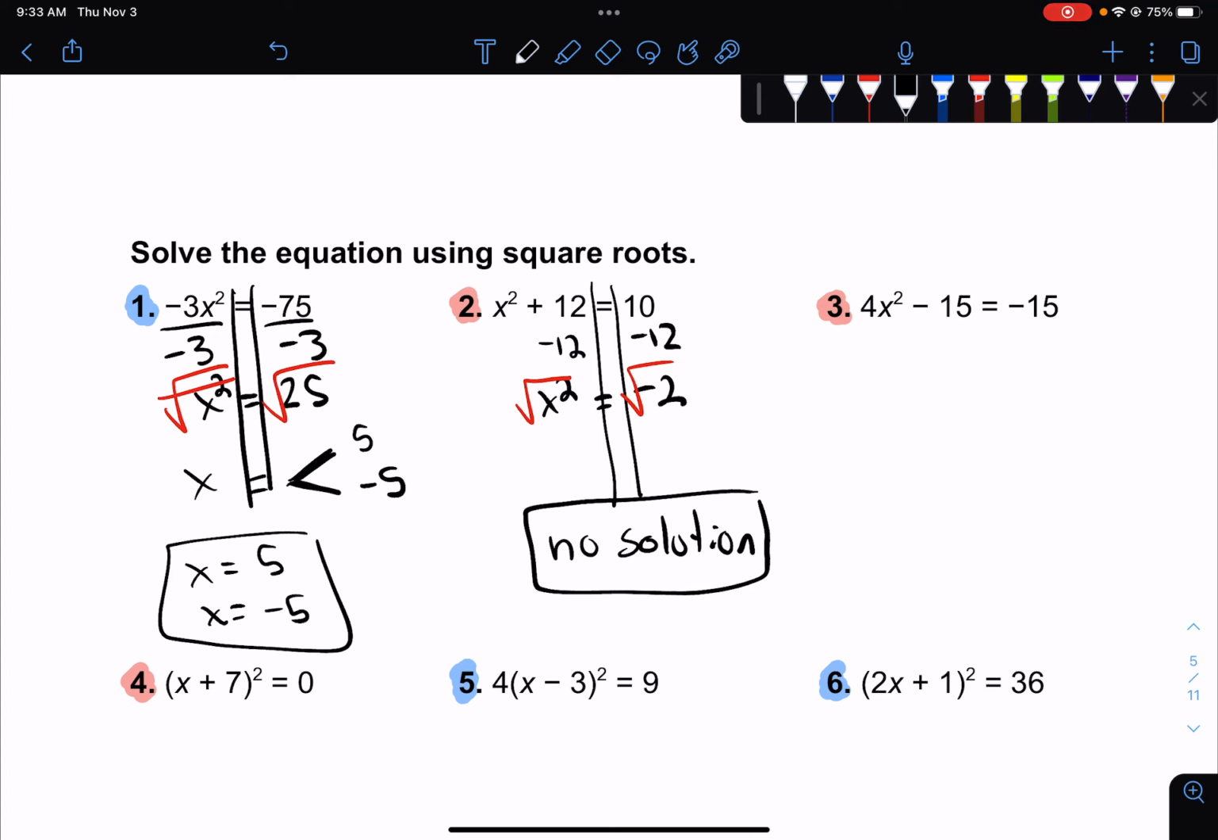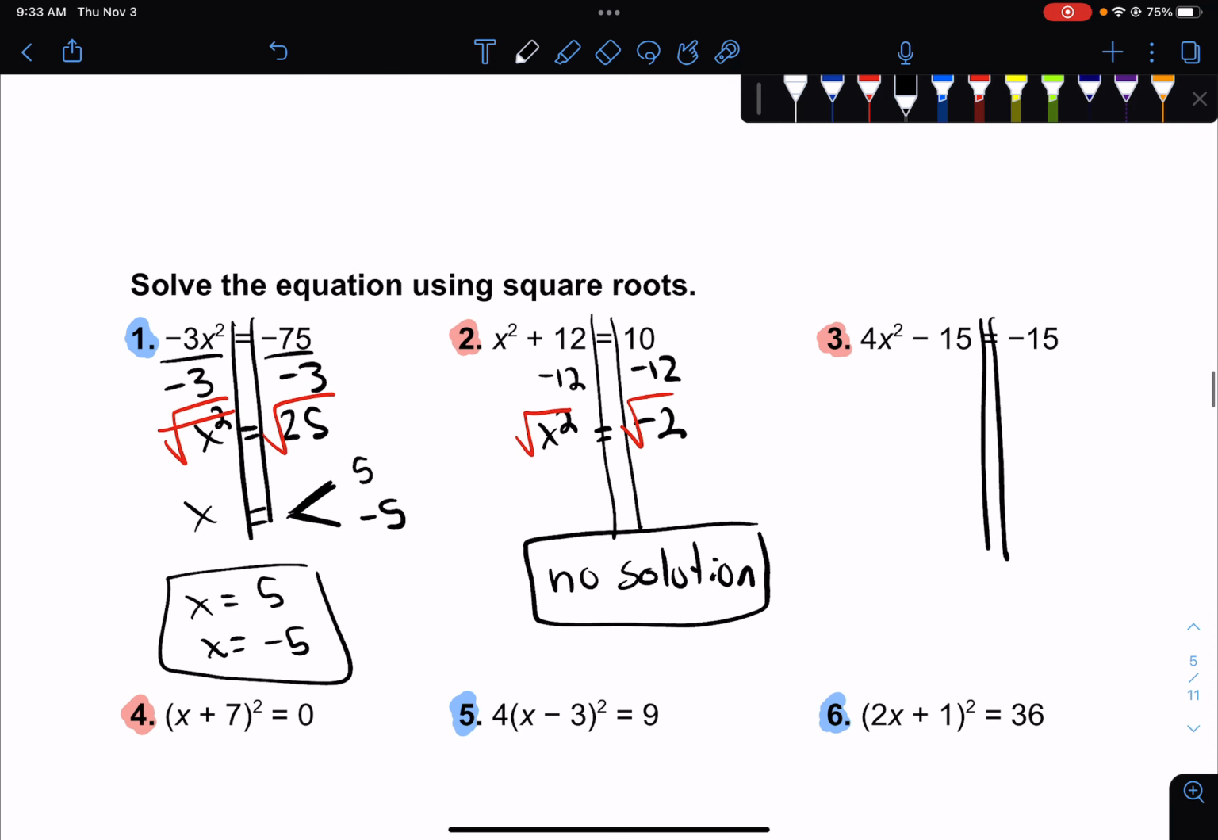Okay, number 3. Railroad tracks. Whoops, sorry, my screen's rolling around. I add 15 to both sides.